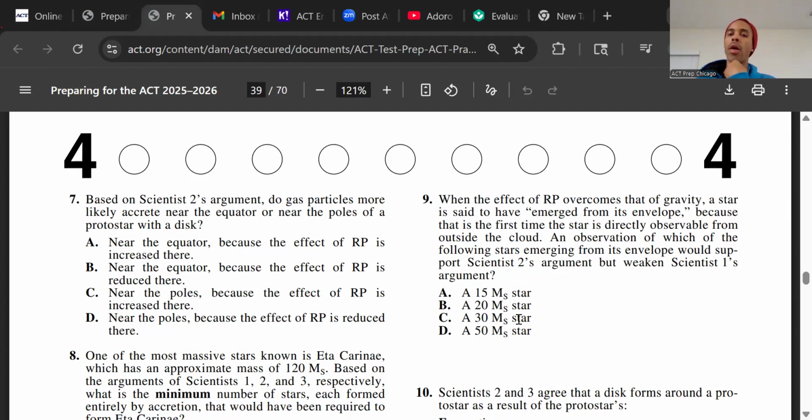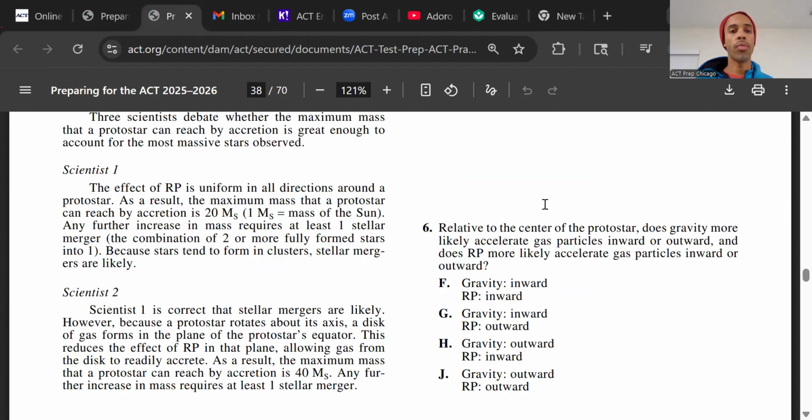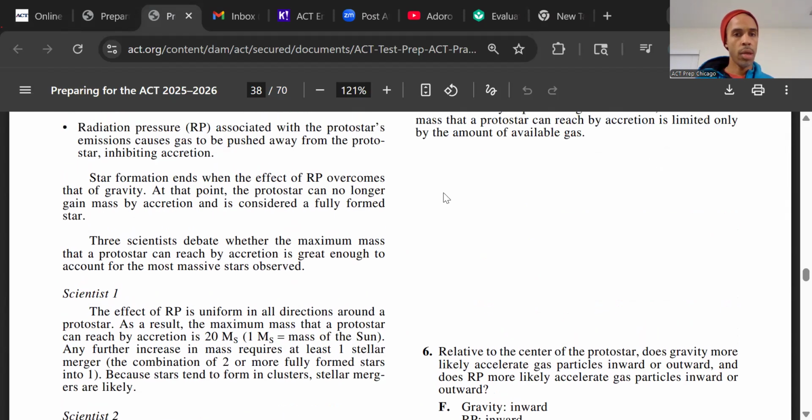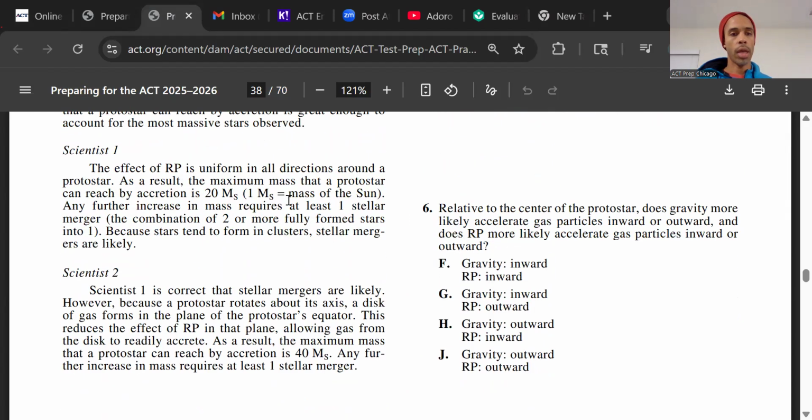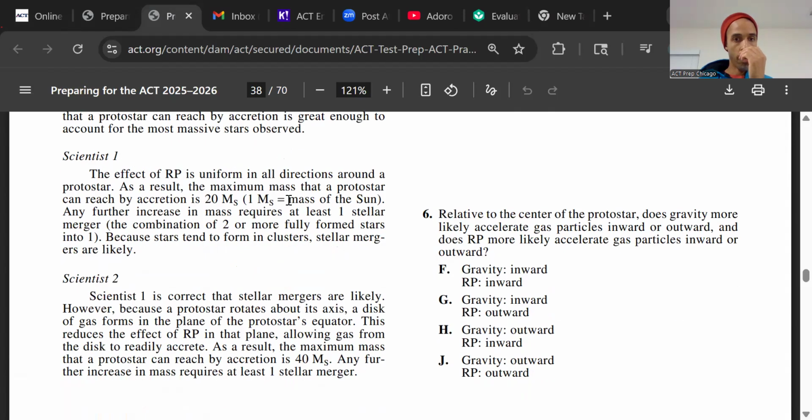Because a 30 solar mass star can be formed by accretion. The biggest it gets is when, if you read it, the effect of RP overcomes that of gravity. A star is said to have emerged from its envelope, or that's when it's fully formed. When do we read that? Star formation ends when the effect of RP overcomes that of gravity. That means at that point, the protostar can no longer gain mass and it's fully formed. That means it won't get any bigger, right? So if the protostar can't get any bigger, that's the maximum mass.